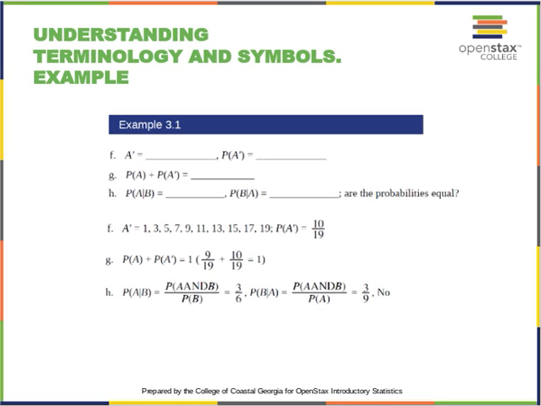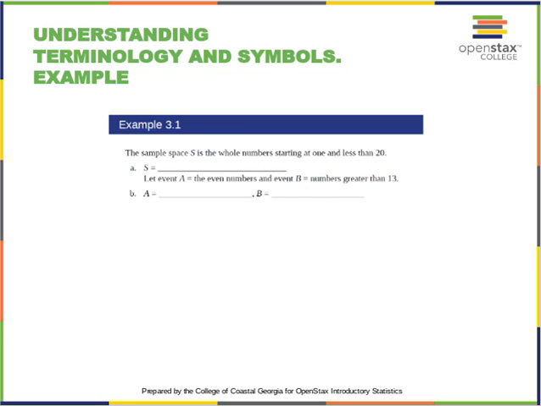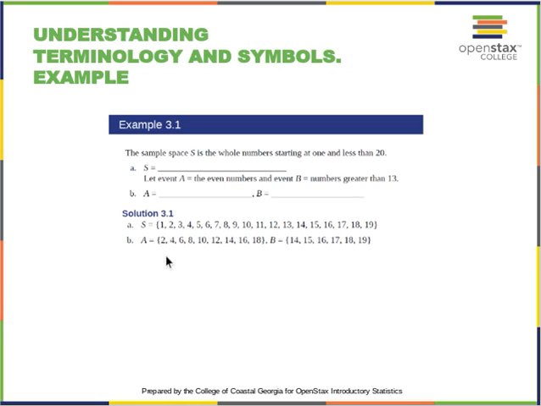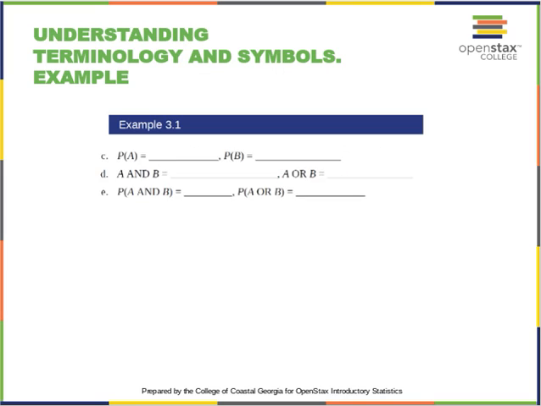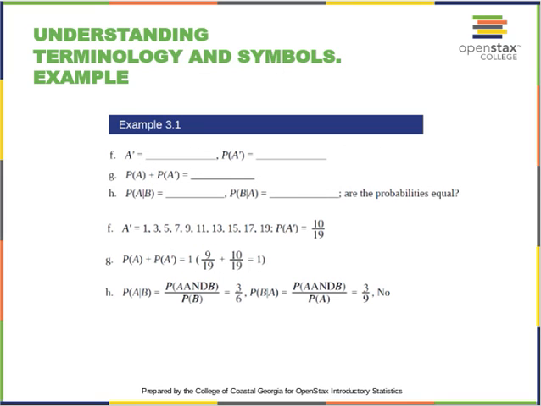Now, it's asking us for A's complement. Remember, the prime is complement, and then the probability of that complement. So we already know that A is equal to this right here, the even numbers. So it's asking us for the complement, which would be the odd numbers. The odd numbers are 1 through 19 odd. And the probability of those is 10 over 19.